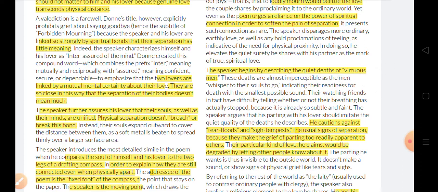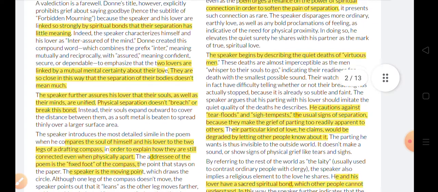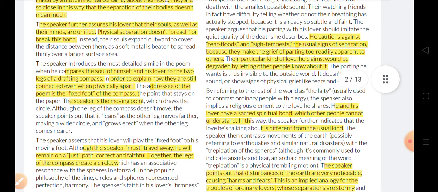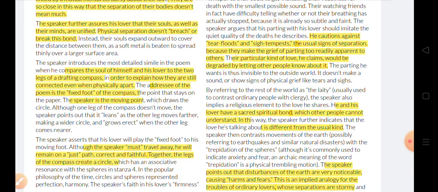And he tells us that the lovers are linked so strongly by spiritual bonds that their separation has little meaning. The two lovers are linked by a mutual mental certainty about their love, and they are so close in their way that the separation of their bodies doesn't mean much. The speaker further assures his lover that their souls as well as their minds are unified, and physical separation doesn't breach or break their bond. And he compares the souls of himself and his lover to the two legs of a compass in order to explain how they are still connected even though they are physically apart.